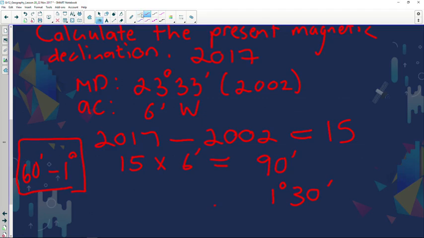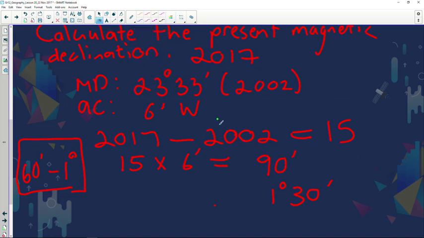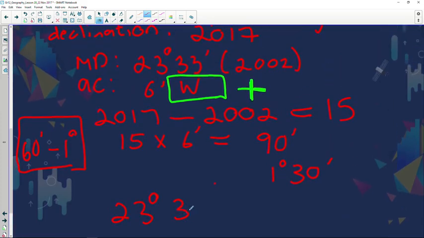Now, like I've mentioned to you before, because it's moving west, what are we going to do with that 1 degree and 30 minutes? We're going to add it to the magnetic declination. Because it's moving west, we're adding. So in this case, what are we going to say? 23 degrees, 33 minutes, plus 1 degree and 30 minutes.